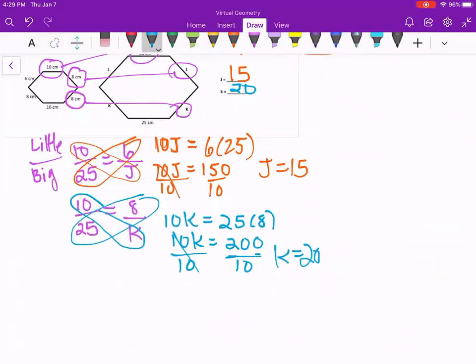All right, so guys, I hope you enjoyed learning a little bit about how you can use your similar figures and your proportions to solve for your missing pieces in your figures.